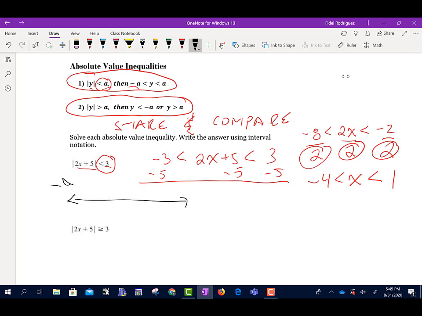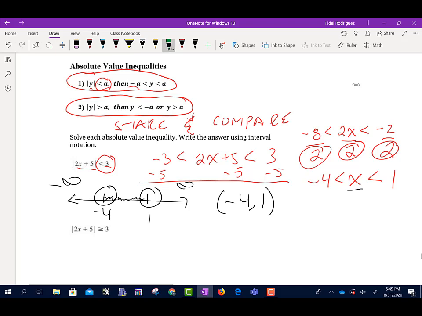Remember, negative infinity here, positive infinity there. The two numbers are negative 4 and 1. My x is in the middle, shading in the middle. In interval form, I'm going to go negative 4 to 1, using parentheses because those circles are not filled in. Okay.